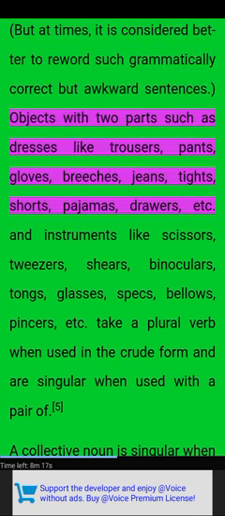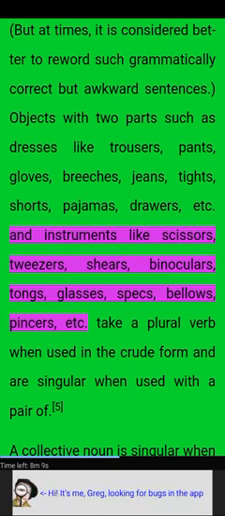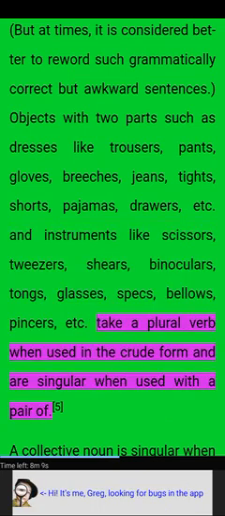Objects with two parts, such as dresses like trousers, pants, gloves, breeches, jeans, tights, shorts, pajamas, drawers, etc., and instruments like scissors, tweezers, shears, binoculars, tongs, glasses, specs, bellows, pincers, etc., take a plural verb when used alone and are singular when used with a pair of.